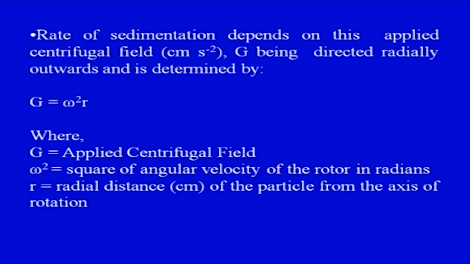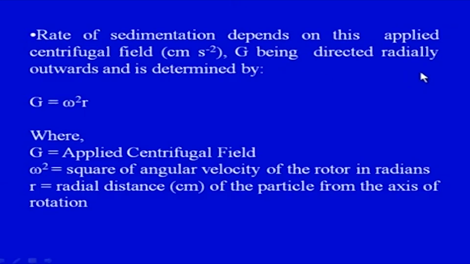So, when a suspension is rotated at a certain number of revolutions per minute, the centrifugal force causes the particle to move rapidly away from the axis of rotation. Another thing is where the particle is present, whether it is very close to the center of rotation or far from it. Both of these particles will experience different centrifugal force. So, the rate of sedimentation depends on the applied centrifugal field, and that is represented by capital G.